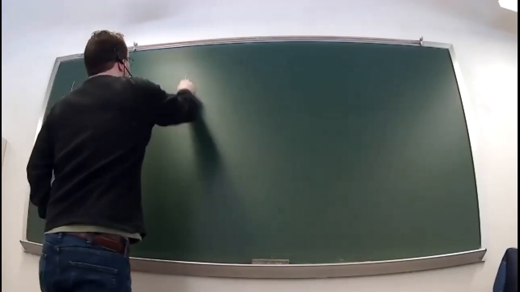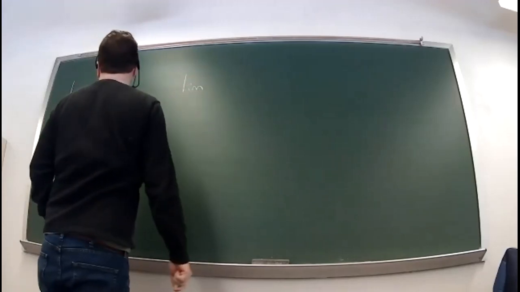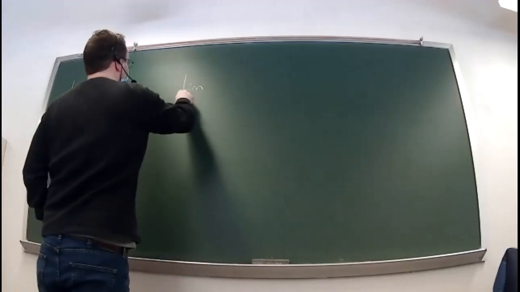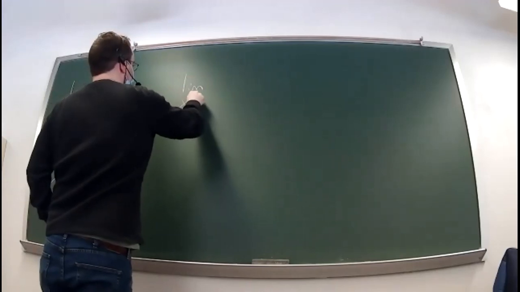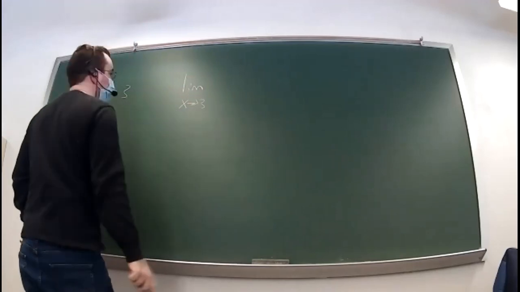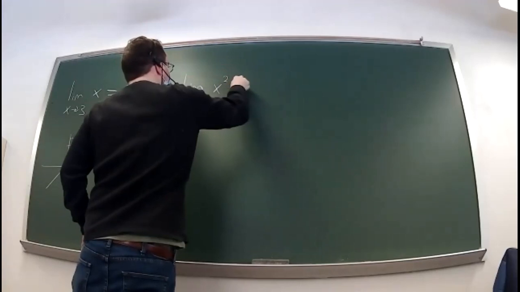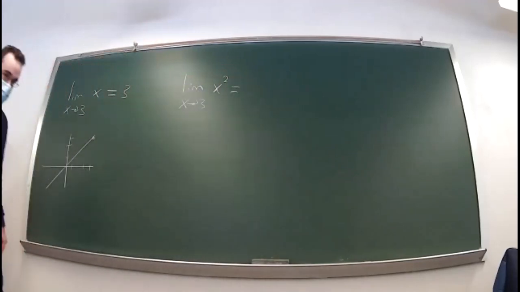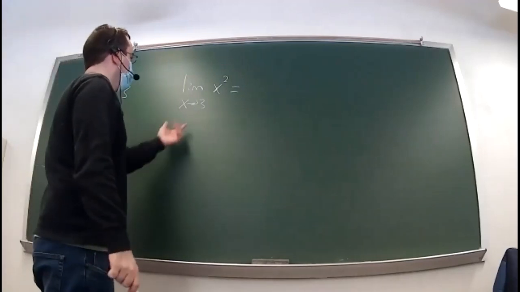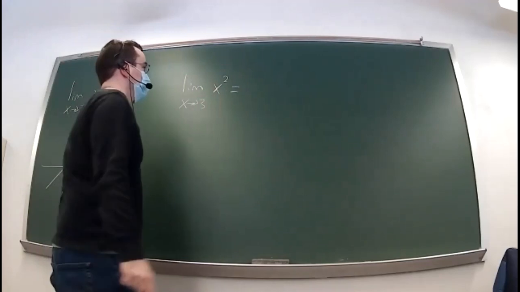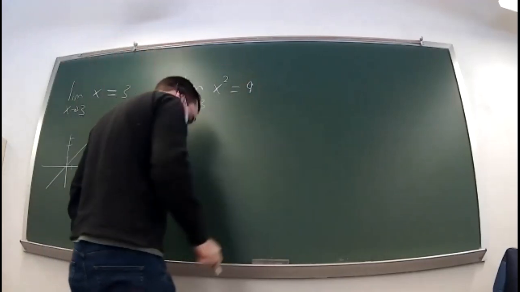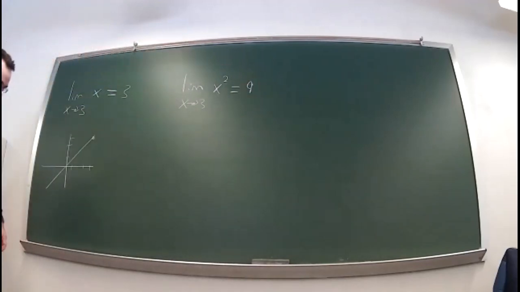But what if you take something like the limit as x goes to 3 of x squared? Well, your first thought or your first guess might be, well, maybe I can just substitute in x equals 3 and get 9. And you're right, that's totally true.